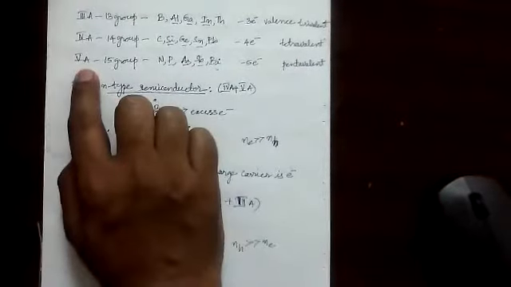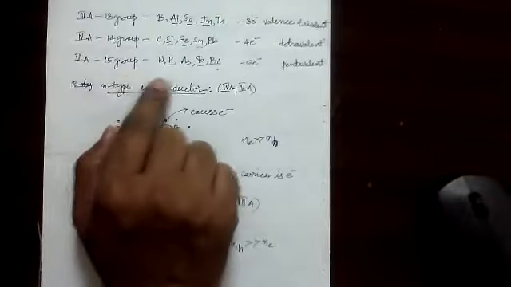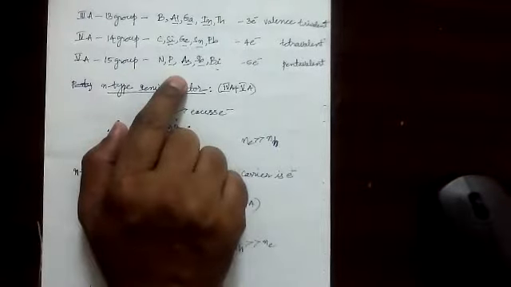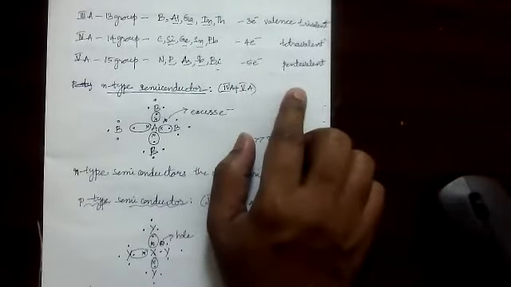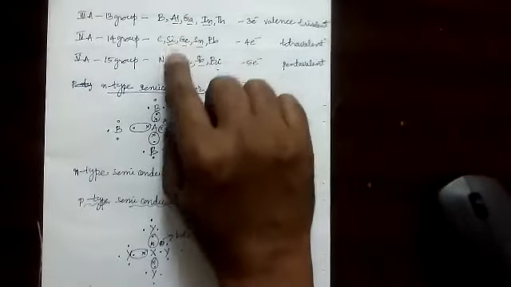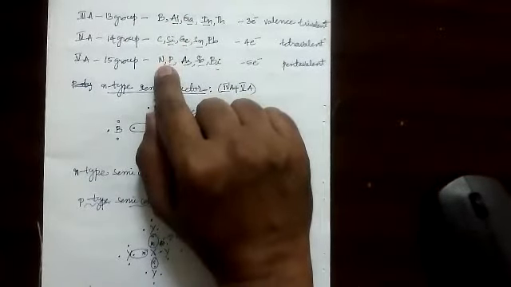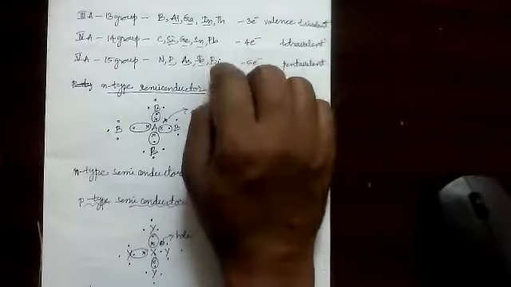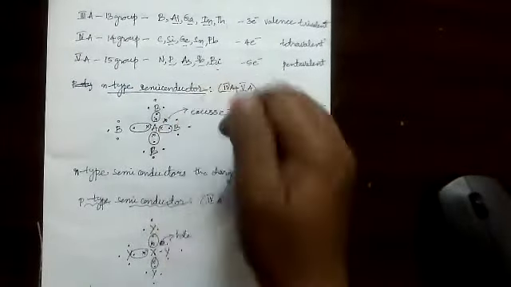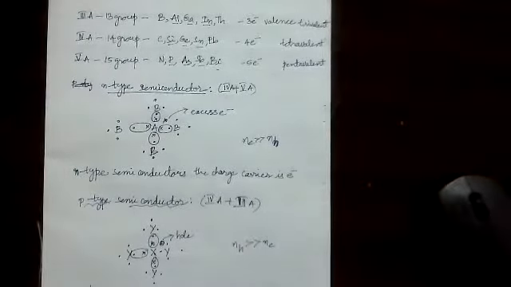Next is the 5th group or 15th group elements: nitrogen, phosphorus, arsenic, antimony, and bismuth. It has 5 electrons in the outermost shell, also known as pentavalent elements. The first element in all 3 groups is a gas, and the last element in all 3 is a radioactive element. So we don't consider the first and the last one. We take only the middle ones. With that we try to form a semiconductor compound.